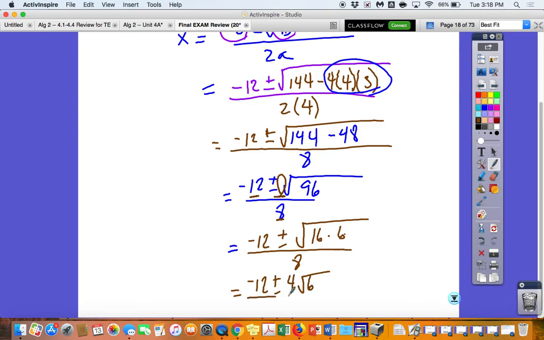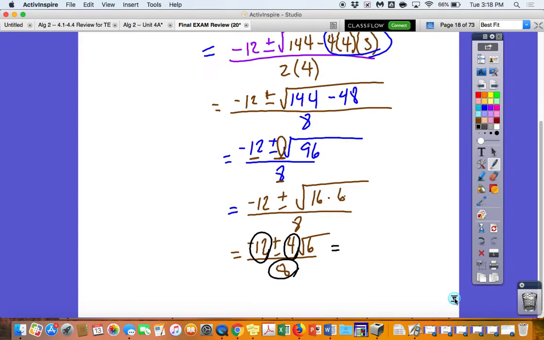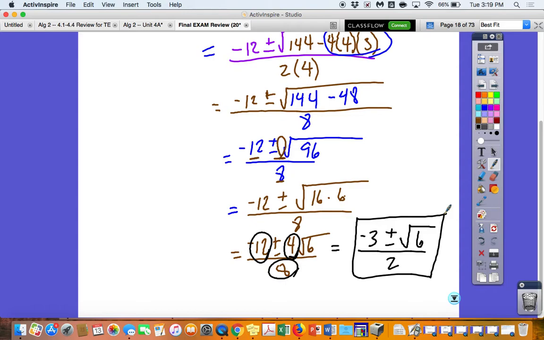The 6 is stuck. So once I get there, all 3 of these terms are divisible by the same thing. The largest thing is 4. So divide them all by 4. Negative 12 divided by 4 is negative 3. And then when you divide 4 by 4, you get 1. You don't have to put a 1, just leave nothing in front of square root of 6. And then 8 divided by 4 is 2. So there are my 2 answers. And again, you should expect 2 because it's a quadratic.